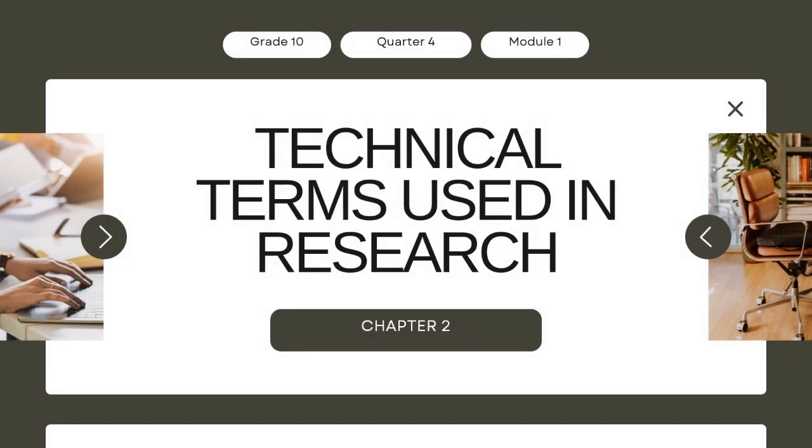Good day, everyone. Now let us continue discussing the technical terms used in research. We are done discussing how to choose a topic and title in Chapter 1 of a research. Now let's proceed to the technical terms we have to know in Chapter 2 of a research. Let's get started.